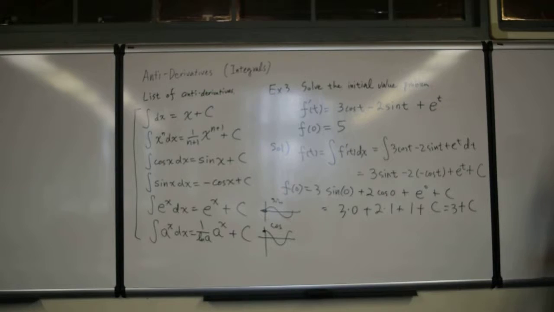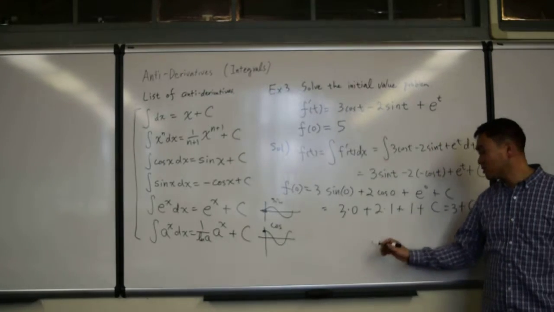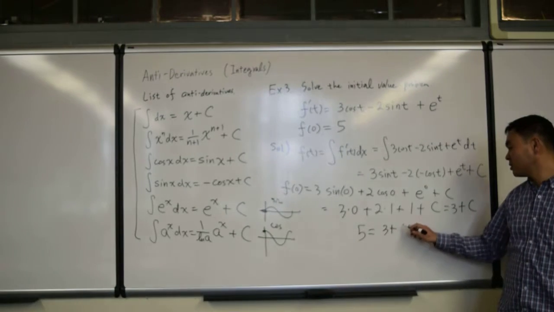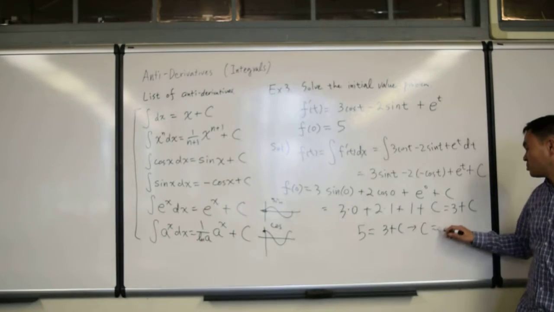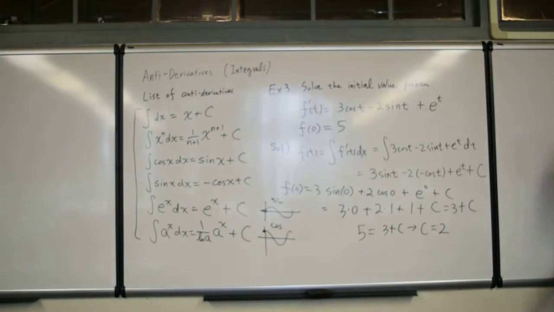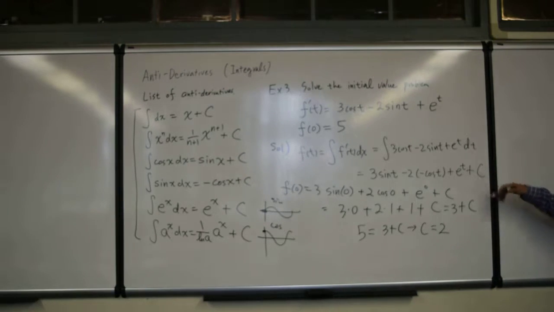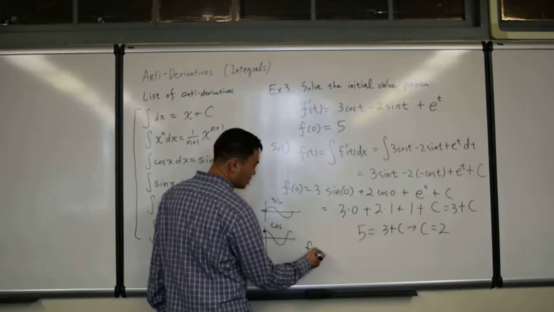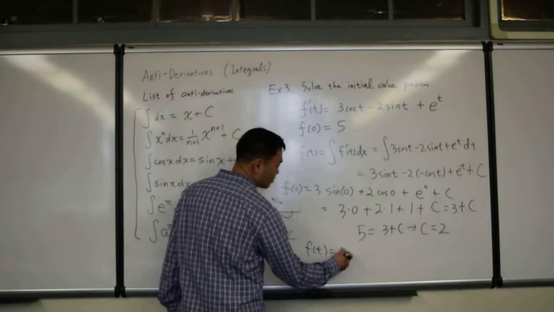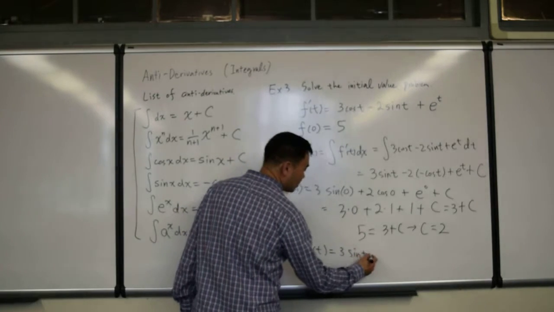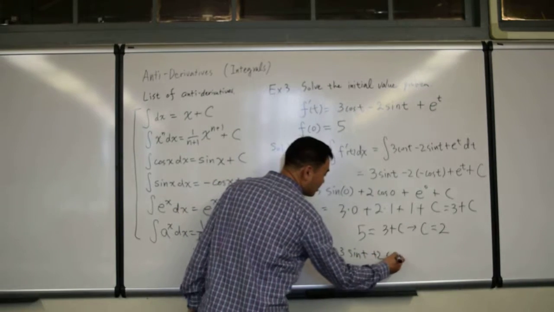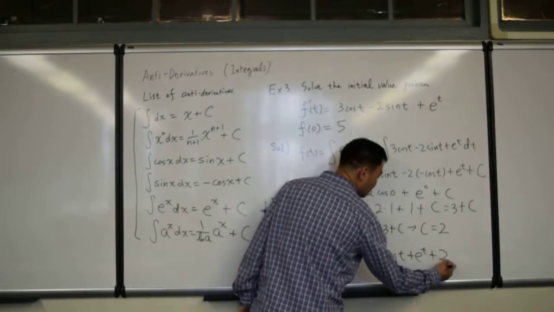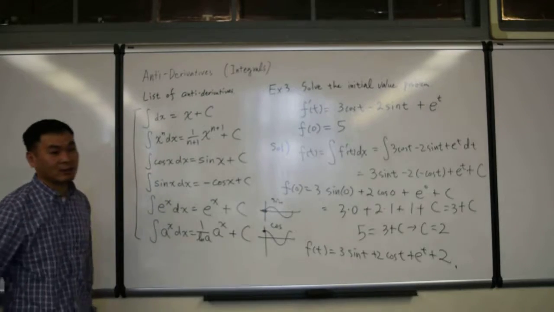On the other hand, what is f of 0 given as? 5. So you know that 5 should equal 3 plus c, which tells you that c must be 2. Right? 2 plus 3 is 5. And then finally you put this back in there, and that's your answer. So your f of t is 3 sine t plus 2 cosine t plus e to the t plus 2. That's the final answer.